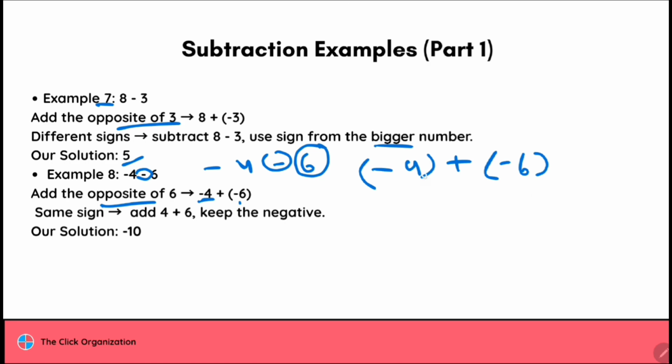And in this question, you can see that both the integers have the same sign, right? In that case, simply add both the integers and keep the negative. So 6 plus 4 is 10 and keep the negative. So the answer to this question would be minus 10.